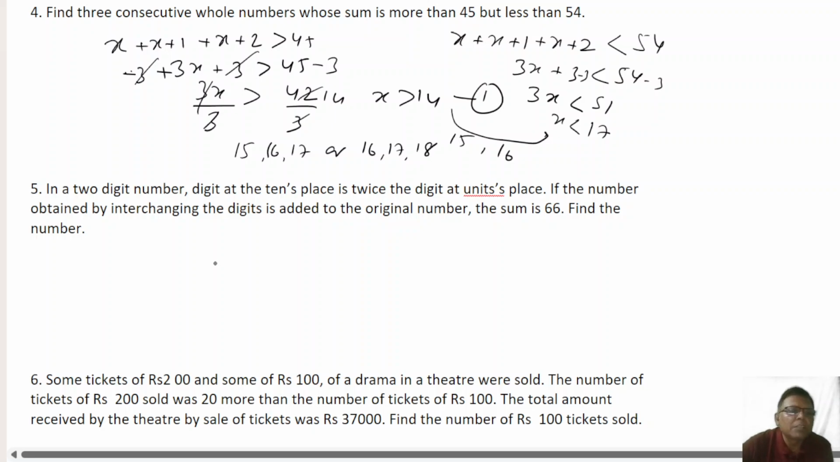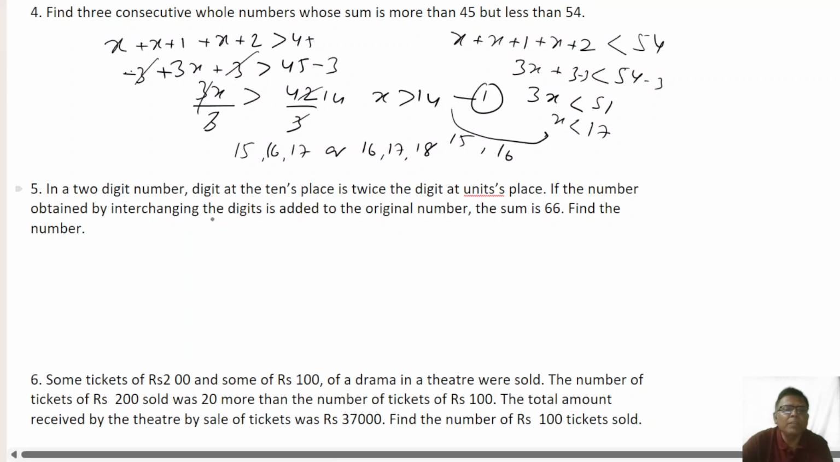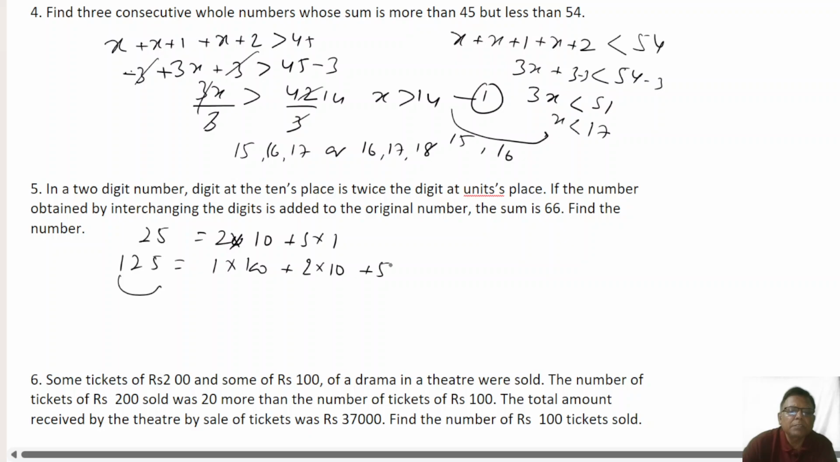Question number 5 says in a two-digit number, the digit at tens place is twice the digit at unit place. If the number obtained by interchanging the digits is added to the original number, then the sum is 66. Suppose you are having 25, how can you write it? 2 into 10 plus 5 into 1. Or if you are having 125, then the hundreds place you multiply by 100, the tens place you multiply by 10, and the unit place multiplied by 1. That way you can write.